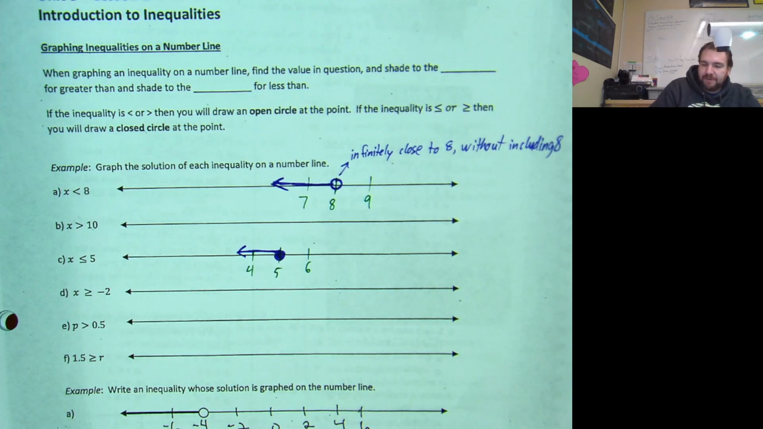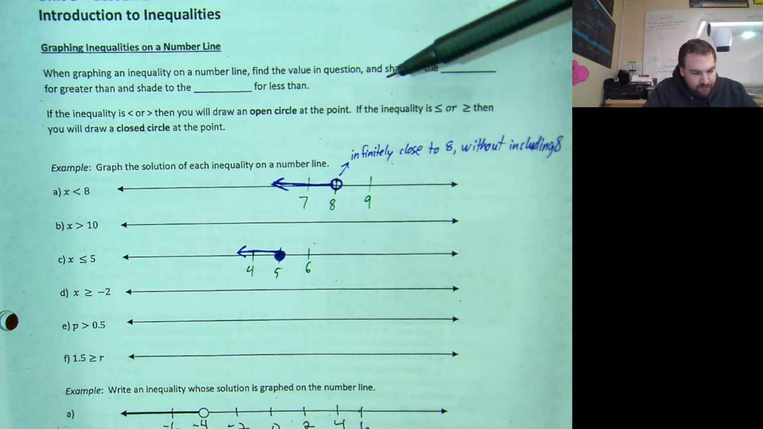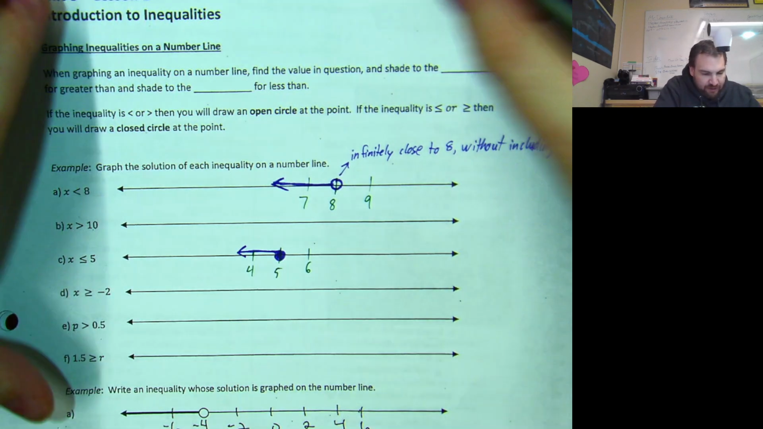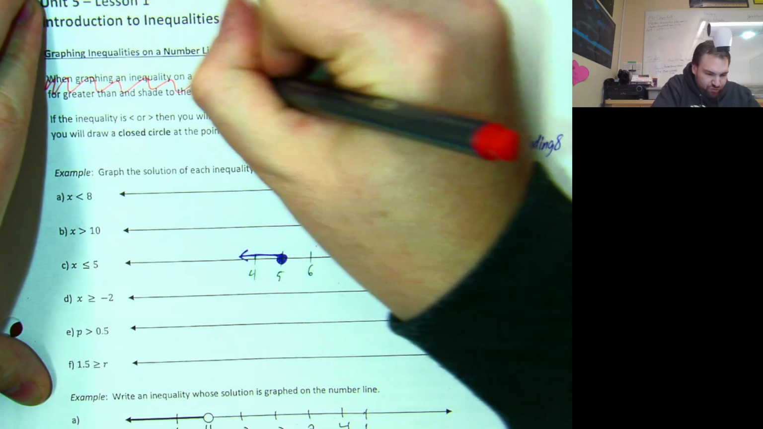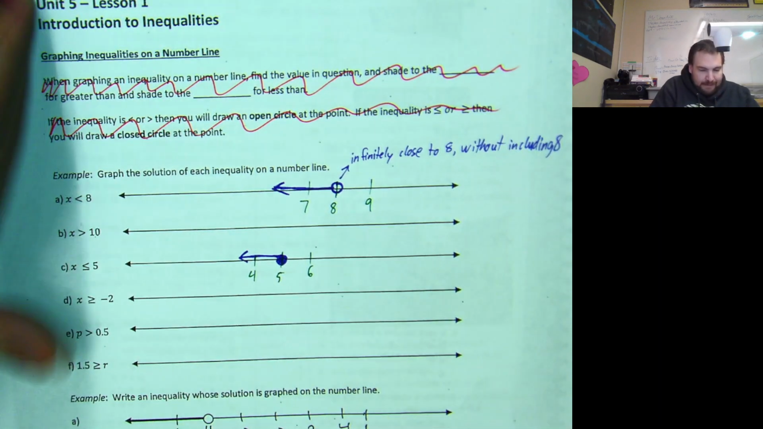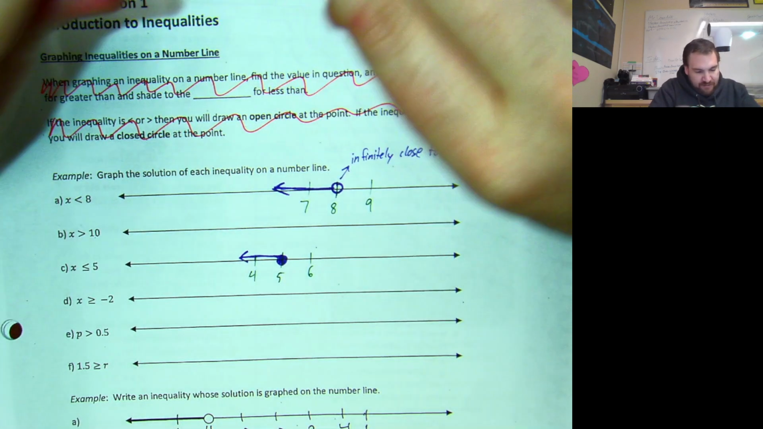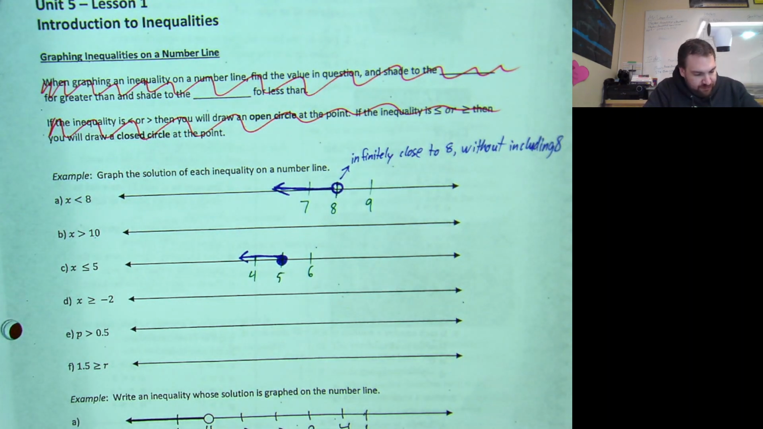So let's go back up to the top here. When graphing an inequality on a number line, we want to find the value in question. And you know what? No, I don't like this. We're going to get rid of that. We're going to get rid of all this. We've just done what it is we are going to do.